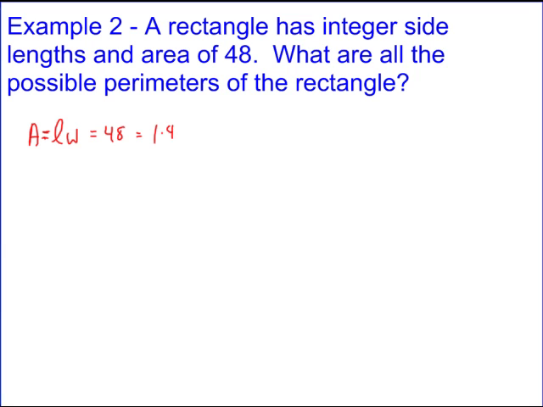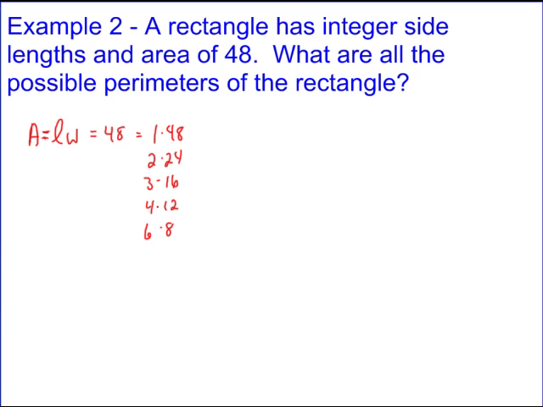Well, one is 1 times 48, right? Another would be 2 times 24. And you have to keep going, and the best way to do this is to do it organized. Start with the smallest number possible. 3 times 16, 4 times 12, 6 times 8, and I believe that's all of them. You could go through and look, but I think that's all the possibilities.